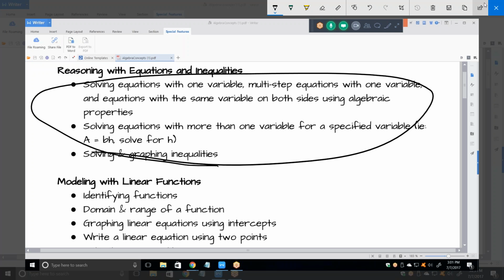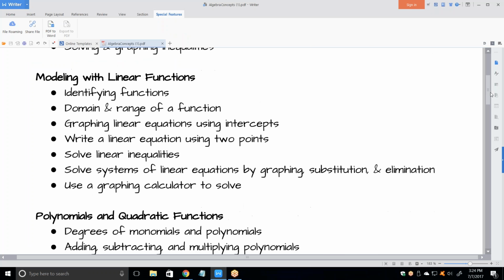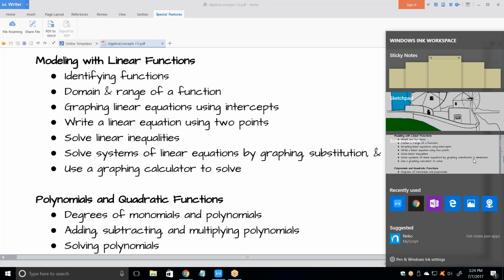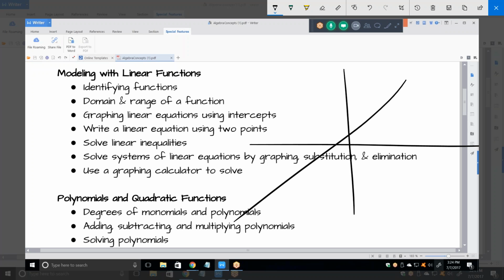Let me make a little bit more space here. We'll go down to the second portion and we'll do some review here. Identifying functions. Well, let's do it graphically first of all. I'm going to draw a bunch of things and you tell me whether they're functions or not. Is that a function? No.